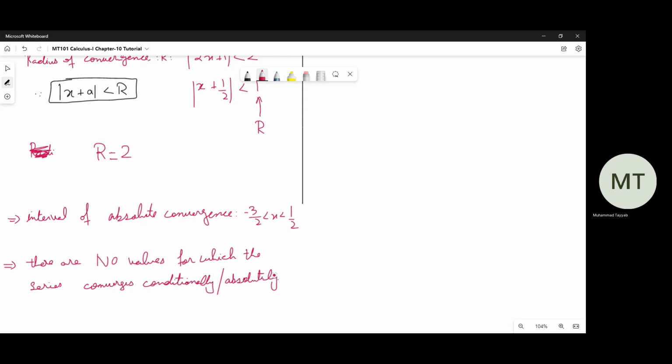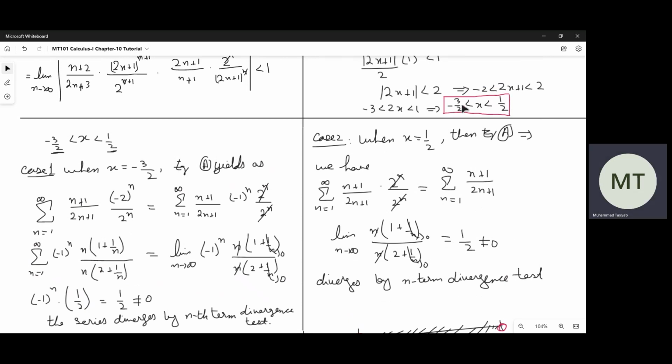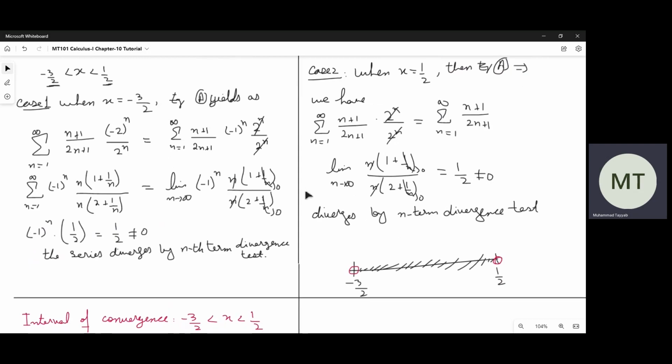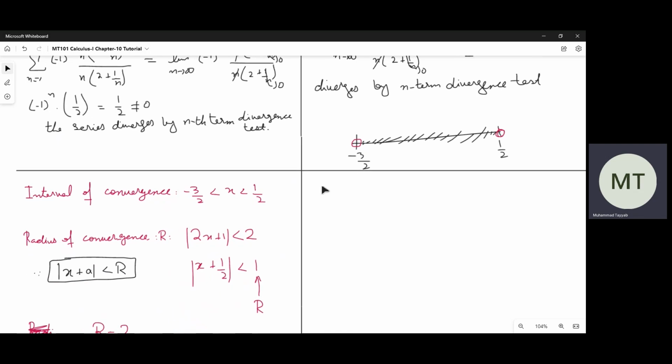So in this question, we have summarized four things. First, the interval of convergence. We extracted the values of the interval of convergence, here minus 3/2 to 1/2. Then we checked the endpoints, whether the series is convergent or divergent on the endpoints. We checked one by one, and found that the series is divergent on the endpoints, but it is convergent within the interval. That was the first thing.